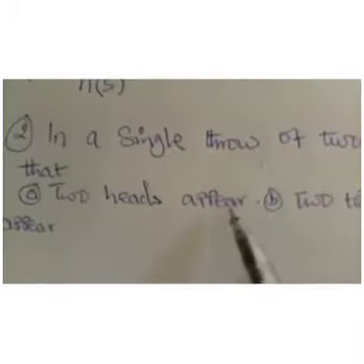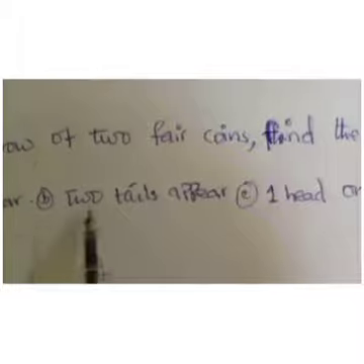In this example, it says in a single throw of two fair coins, find the probability that A, two heads appear, B, two tails appear, and C, one head and one tail appear. So let's move to the solution.